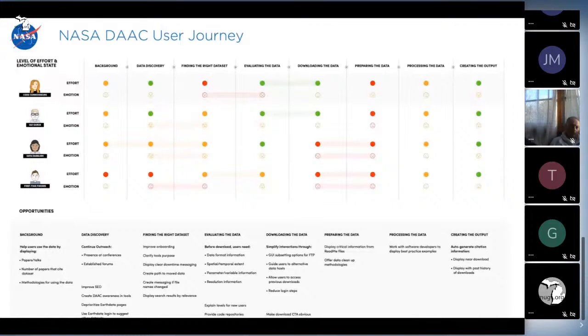And so, from our standpoint, we end up then working with some of these DAACs to redesign the interface, the website, to help make it easier for people to find the right data set using a strong visual hierarchy and navigation that maps the way that they think about the data set and so forth.